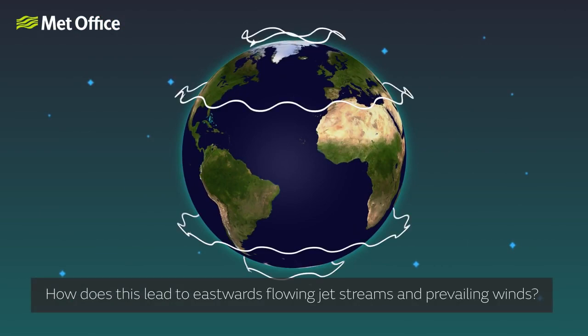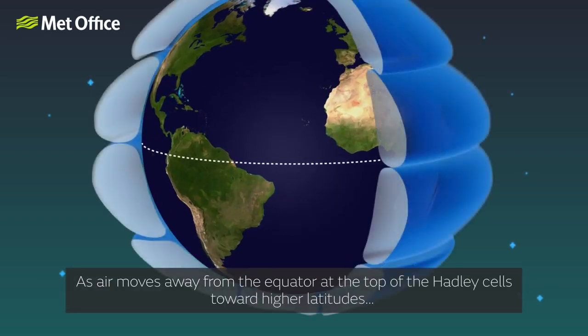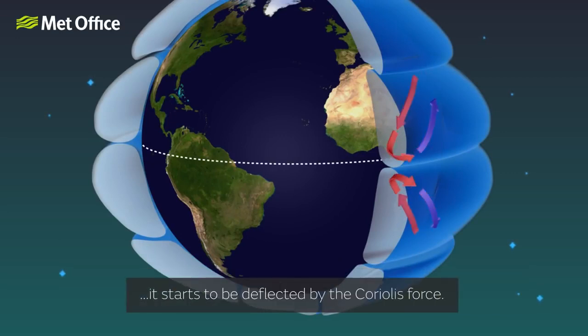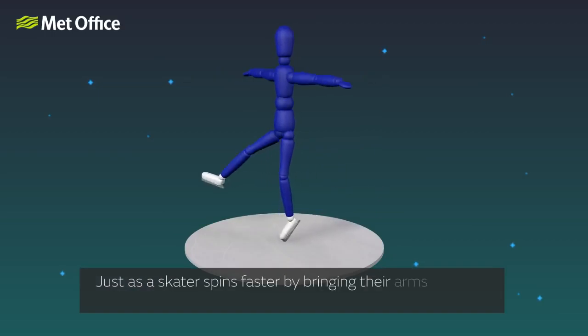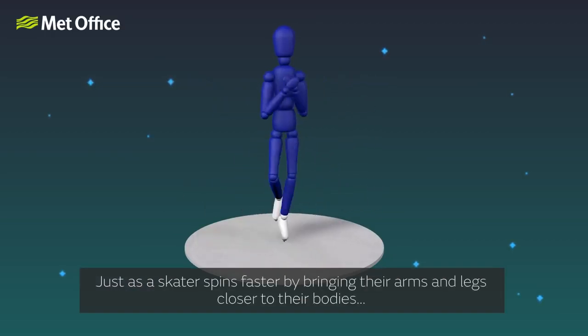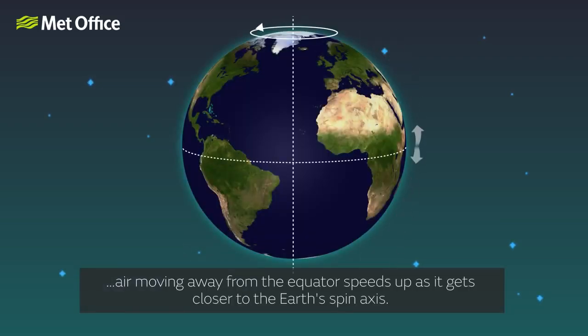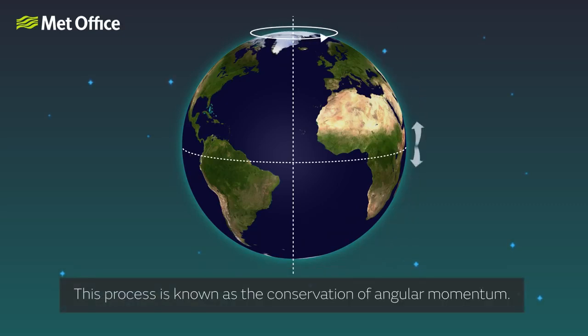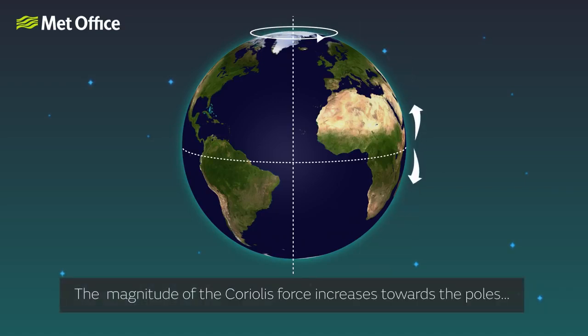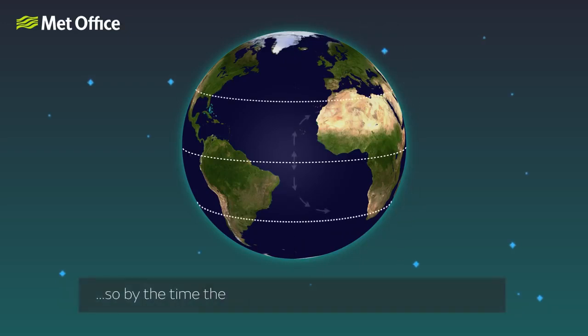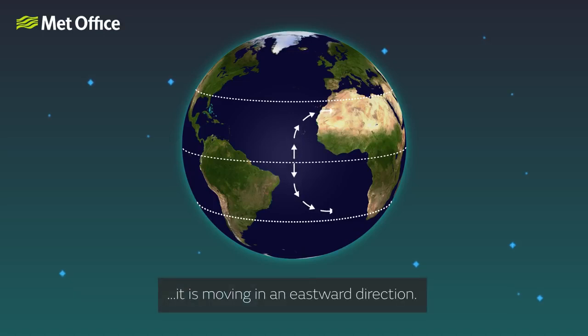How does this lead to eastwards flowing jet streams and prevailing winds? As air moves away from the equator at the top of the Hadley cells towards higher latitudes, it starts to be deflected by the Coriolis force. Just as a skater spins faster by bringing their arms and legs closer to their bodies, air moving away from the equator speeds up as it gets closer to the Earth's spin axis. This process is known as the conservation of angular momentum. The magnitude of the Coriolis force increases towards the poles, so by the time the air reaches 30 to 40 degrees north or south, it is moving in an eastward direction.